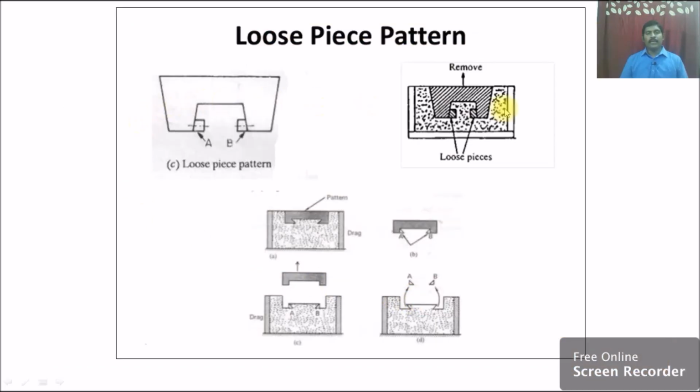So this is the diagram of the loose piece pattern. So this is a loose piece. The loose piece pattern is identified in A and B. And here the removing part is available and the loose piece pattern is also available here. And the figure below also displays the pattern and then the drag. So the loose piece is mentioned in A and B, and it is a drag one. And the loose piece pattern is displayed in A as well as B.